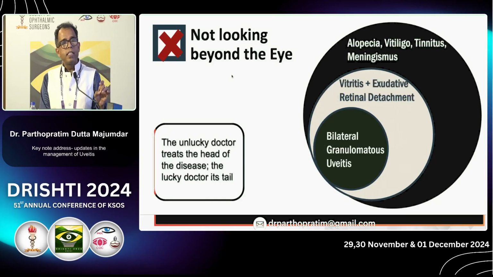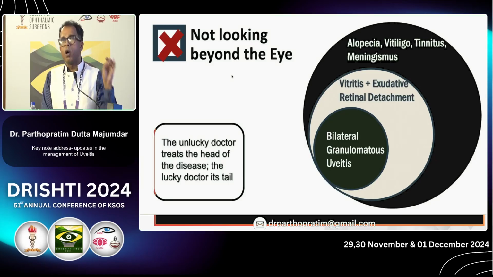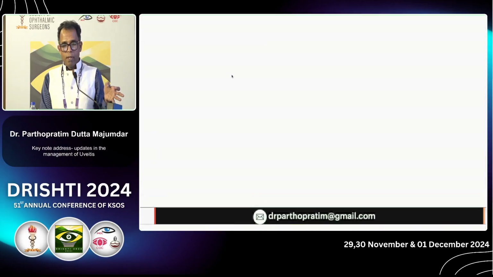Now, I'll give you an example. If you just treat a case of bilateral granulomatous uveitis only with topical steroid and cycloplegic, you will miss seeing that the patient may have vitritis or exudative detachment. So in this patient, ultimately the extended spectrum says the patient may have alopecia, vitiligo and tinnitus. So you have to give immunosuppression to control the overall disease, not only the systemic medications.